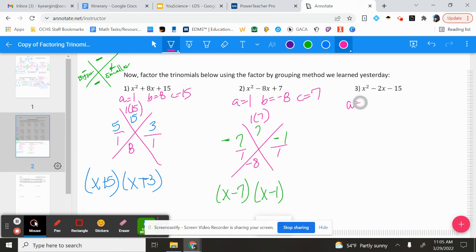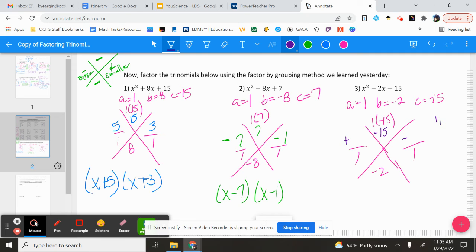Finally, here for 3, a will equal 1, b will equal negative 2, c will equal negative 15. So we have 1 times negative 15 at the top with negative 2 at the bottom, and each factor is going to be divided by 1. Well, 1 times negative 15 is negative 15. We go back to our hints. Because my top number is negative, that means one factor will be positive, one factor will be negative. I've kept a negative sign in the bottom, which means whatever larger factor I pick here needs to be negative.